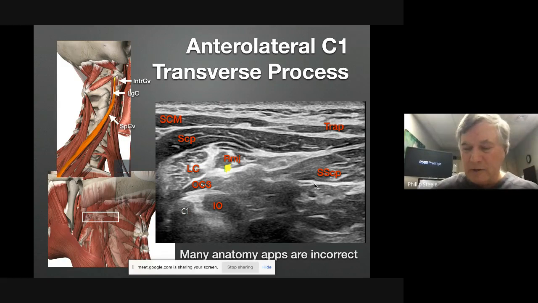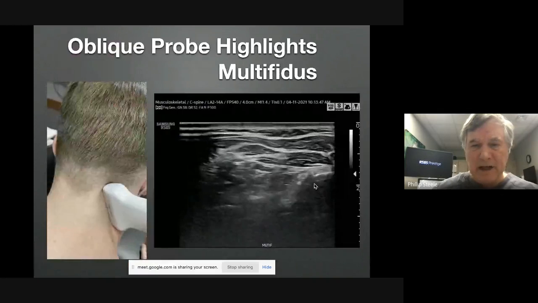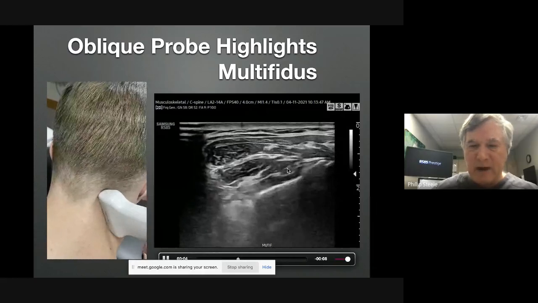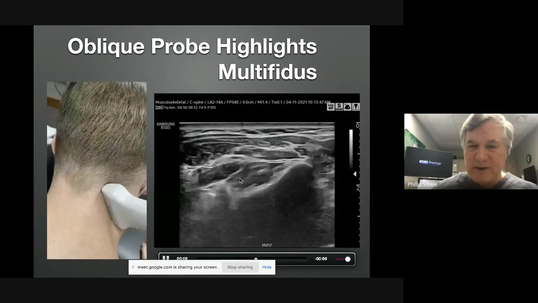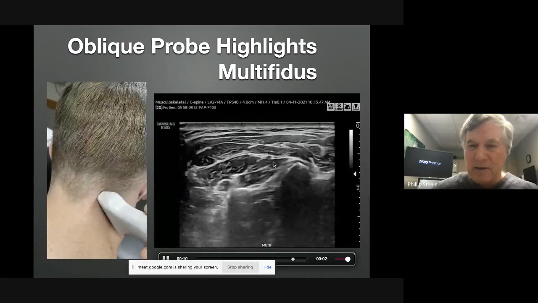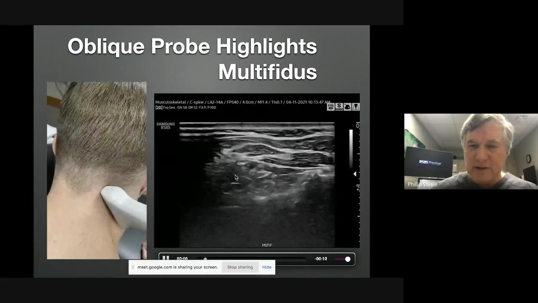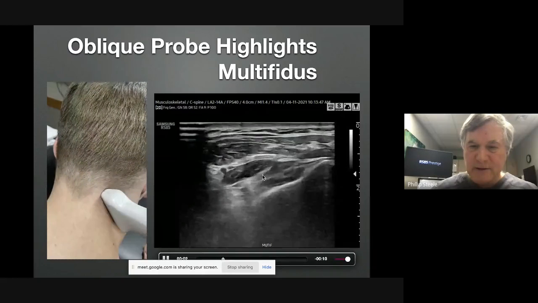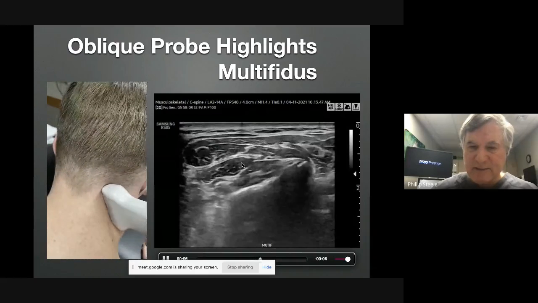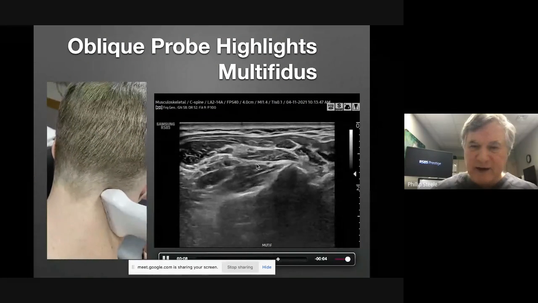So by using those MRI anatomy slides, you can start to differentiate things. I keep talking about how it's important to be able to identify fiber types. Here's rotatores and here's multifidus, and if you're below C2, that's Semispinalis Capitis, and then here's your fascial layer.